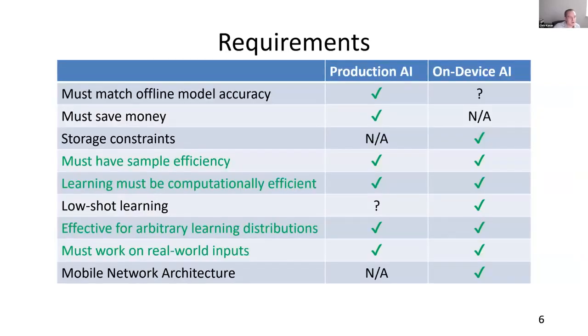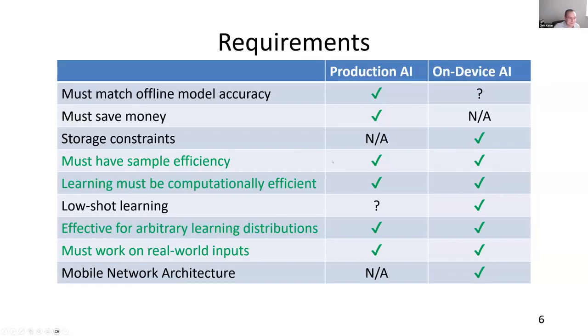So if you look at these requirements here, I tried to make a little table. Must match offline model with production AI. That's going to be critical. Otherwise, I'm not going to sacrifice my accuracy. On-device AI, well, do your best. Must save money, yes. For the on-device, it's like, well, you want to do it, you've got to do it. Storage constraints, production AI people don't care. On-device, well, you've got some serious storage constraints.